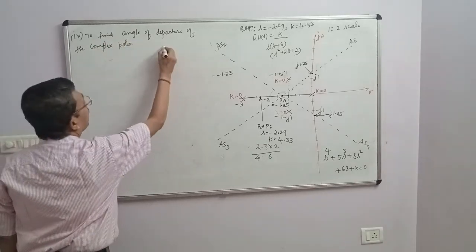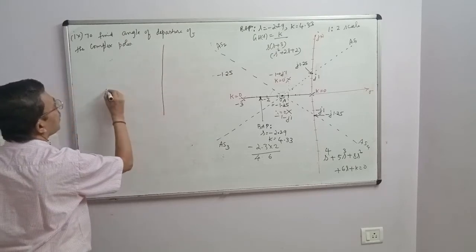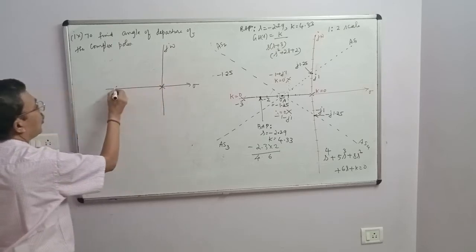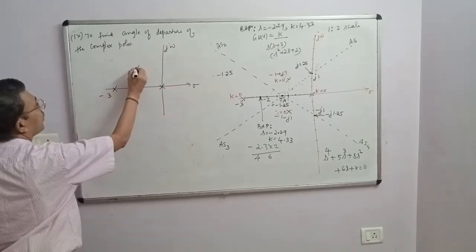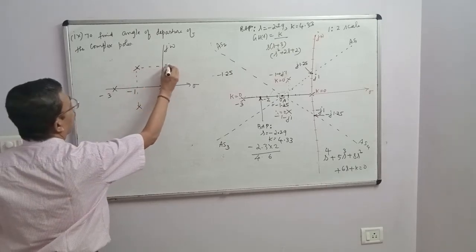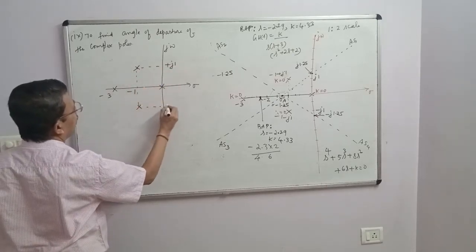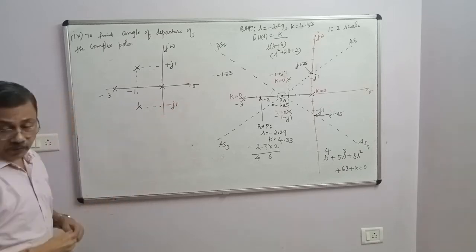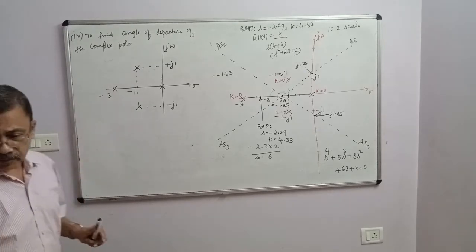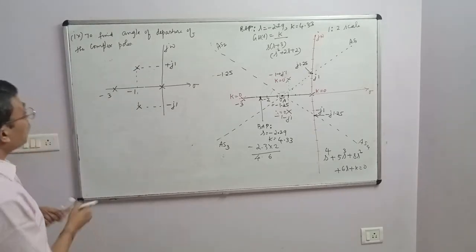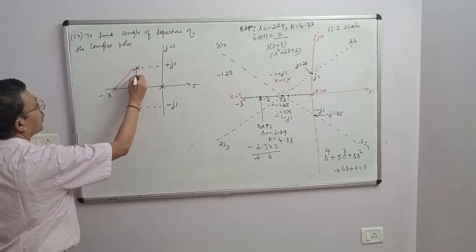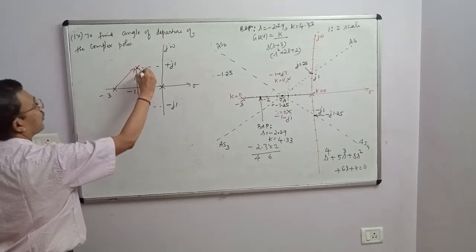Draw the pole-zero diagram. This is the sigma axis, this is the j omega axis. Mark the poles and zeros; this is -3. These are the two complex poles, with real part -1 and imaginary parts plus j1 and minus j1. Draw vectors to the pole whose angle of departure we have to find. So these are the vectors.